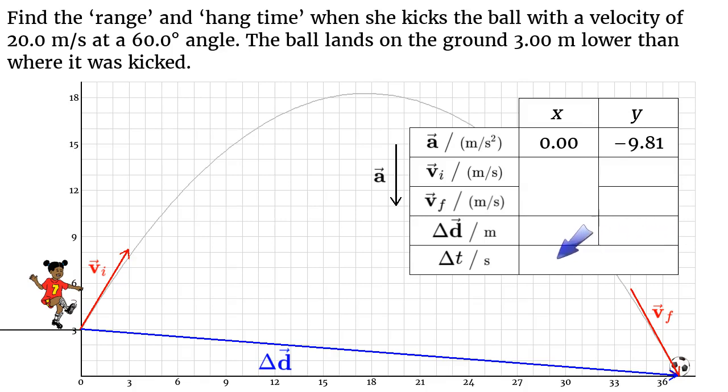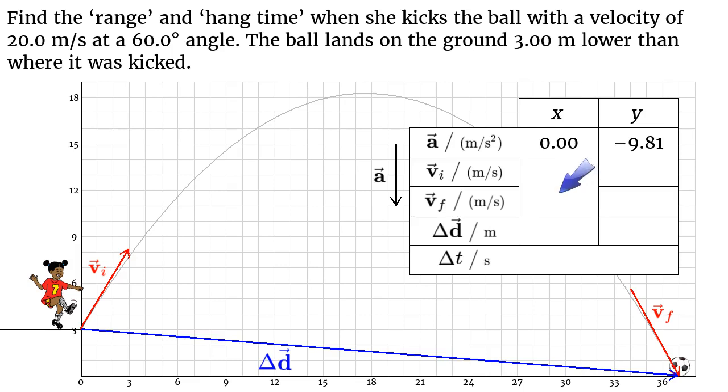I've also joined the initial and the final velocity for the x component. The reason for that is because the x acceleration is 0. Remember that what acceleration means is the rate at which the velocity is changing. To have an acceleration of 0 means that the velocity is not changing, which is just another way of saying that the initial and the final velocity are the same. So I've joined these two cells of the table into one to indicate that those two velocities are in fact the same value.